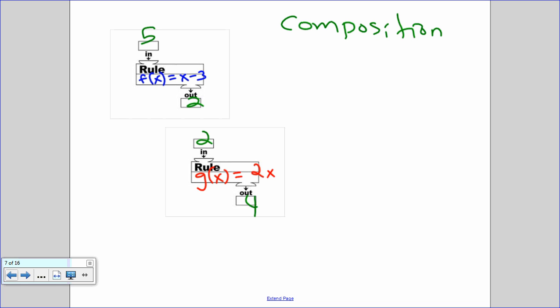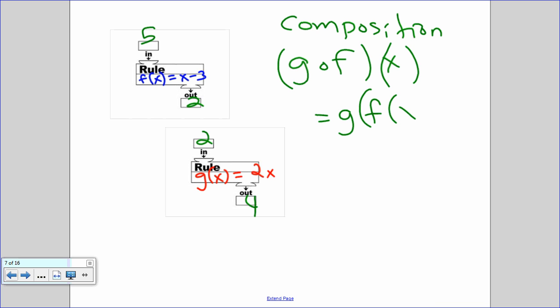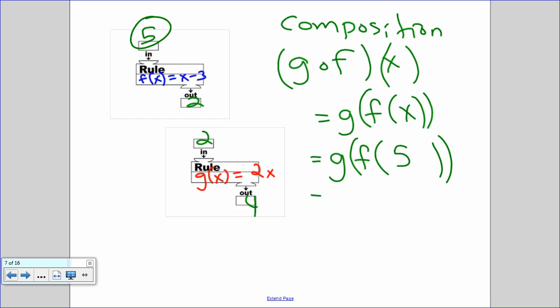The notation for this setup here would look like the following. I would want to do g composed with f of x. And another way to write that is g of f of x. So that's the same thing. It's two different ways to write the same thing. So for this particular example, I would write g of f. Well, the input is 5. So 5 goes into f. Well, then the output when 5 goes into f is 2, and then g of 2 is 4.